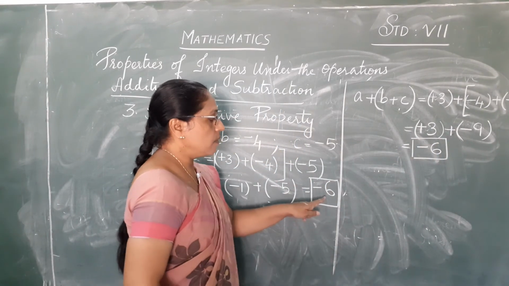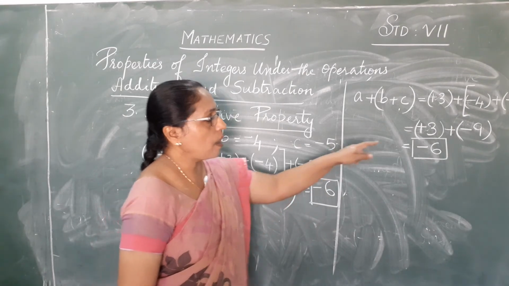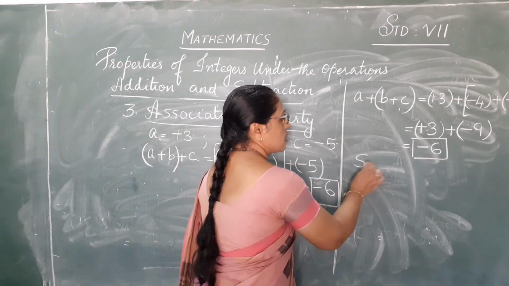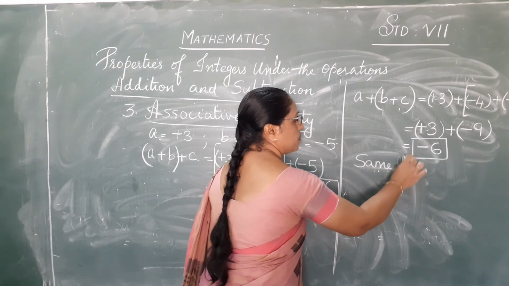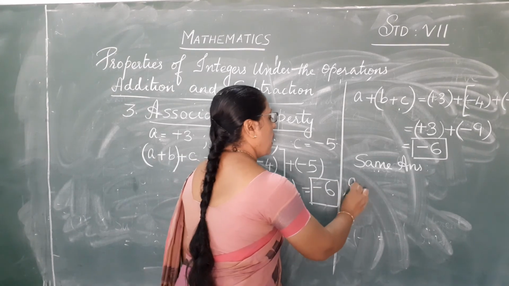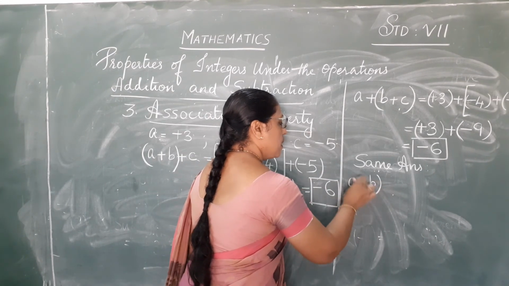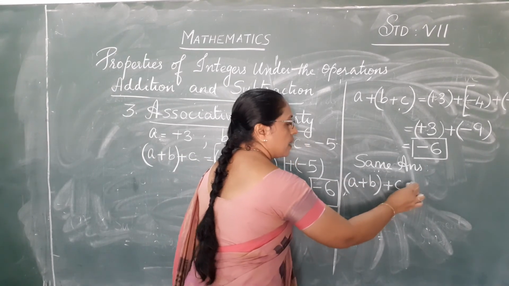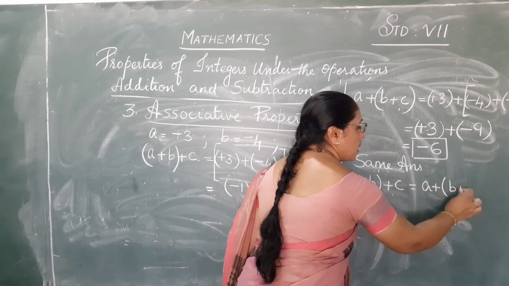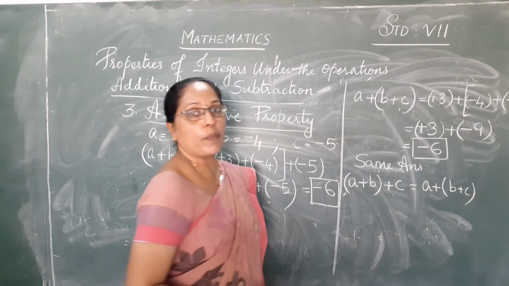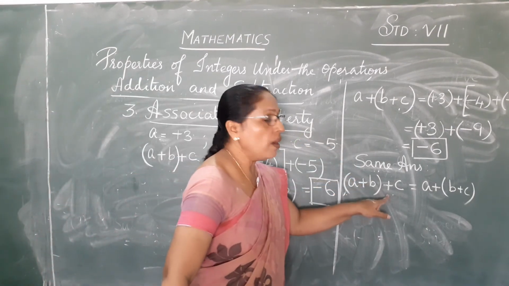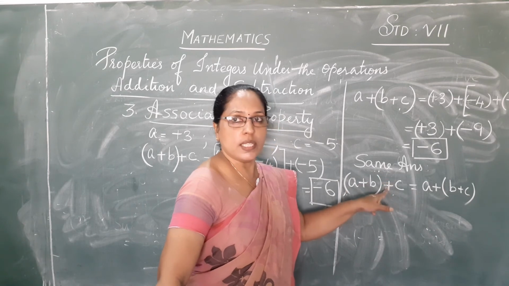Now look at the answer which we got at first. Now we got the answers. They are the same answers. So what can we say? a plus b plus c is equal to a plus b plus c. Associative property is true for addition of integers.